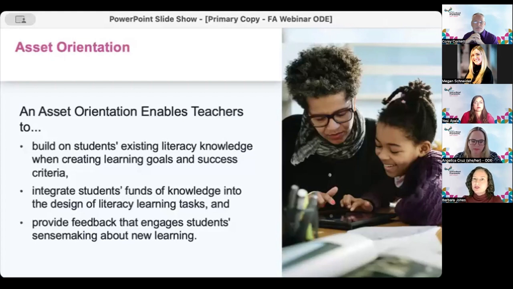They can integrate students' funds of knowledge into the design of literacy learning tasks. So these are students' experiences, backgrounds, cultures, interests, often gained outside of the classroom, that can make learning more relevant to them and build off of their existing schema. And then providing feedback that engages students' sense-making about new learning. So not necessarily just is it right or wrong, or looking for a clean match with expectations, but really getting in there to honor students' thinking and how they're making sense of it, to build from there as a positive part of the learning process.